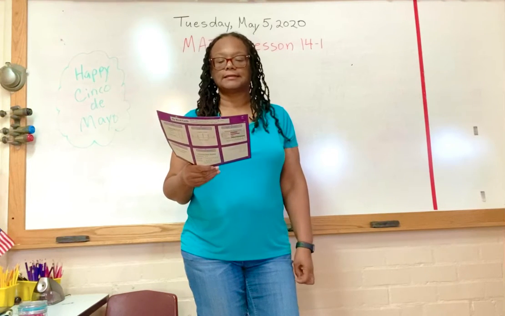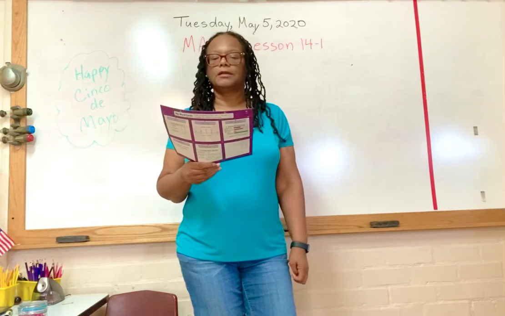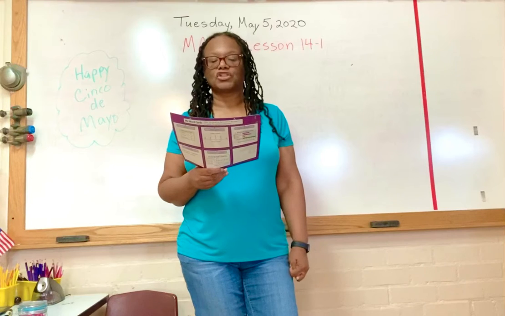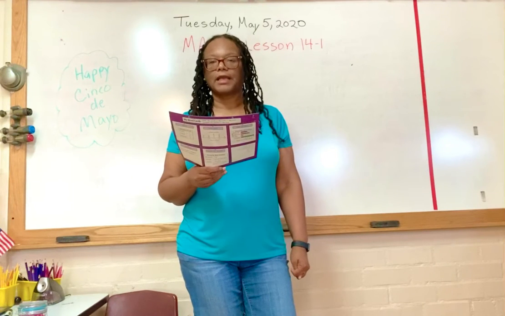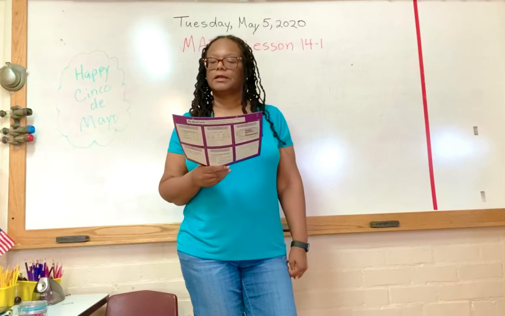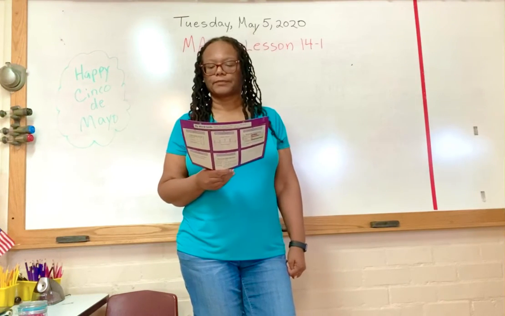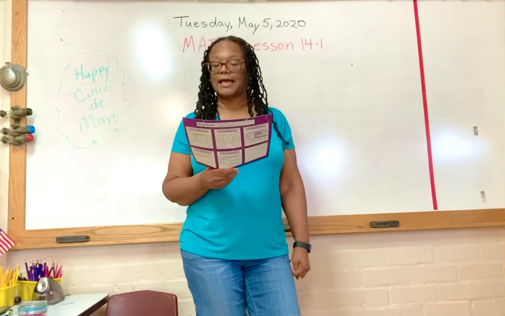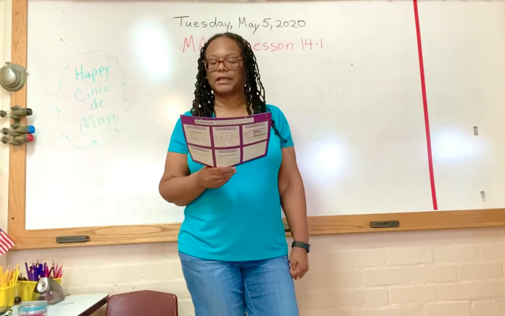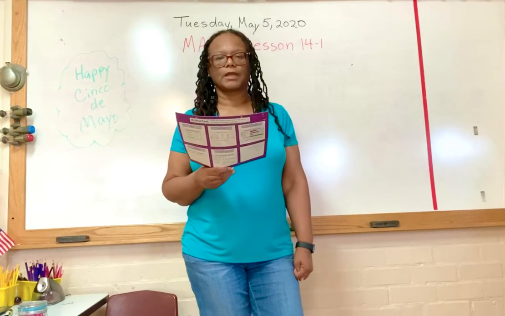406, 651, 160. Number 2, circle the tally marks that show 6. Look in the box, which one equals 6? Number 3, circle the difference. 22 minus 9 equals 13, or 34 plus 61 equals 95. Which one is the difference?